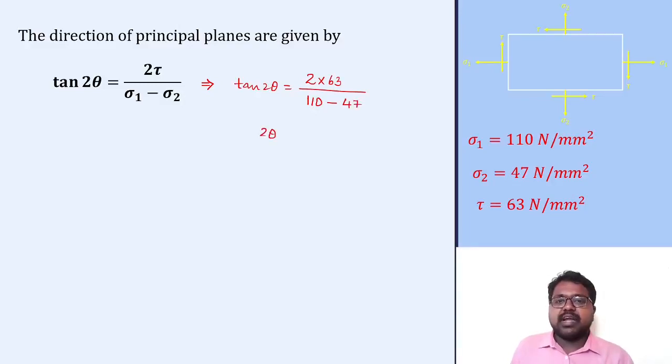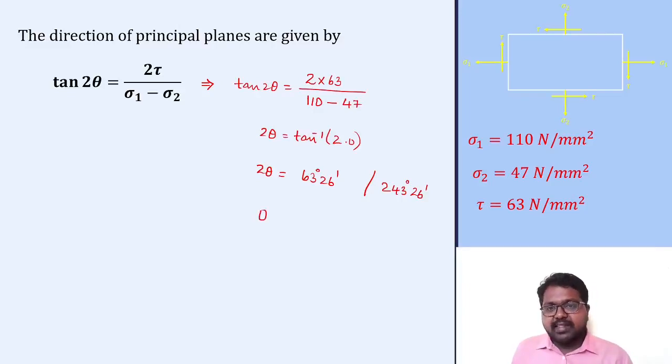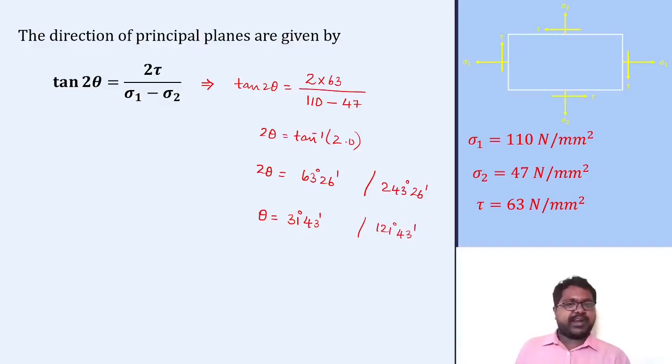So 2 theta equals tan inverse of, here we got the value of 2. So the 2 theta value we will get is 63 degrees 26 minutes, or plus 180 degrees we will get 243 degrees 26 minutes. So from this we will get the value of theta as 31 degrees 43 minutes and 121 degrees 43 minutes, that is plus 180.